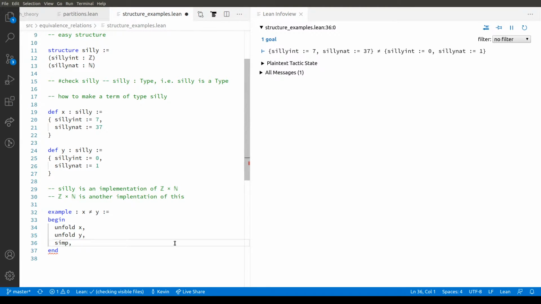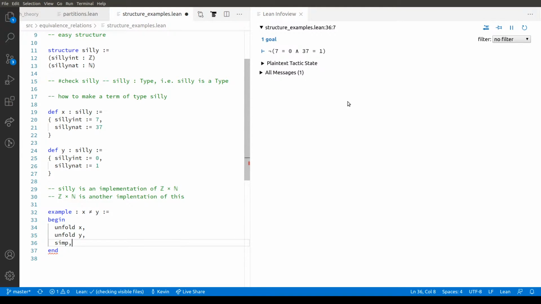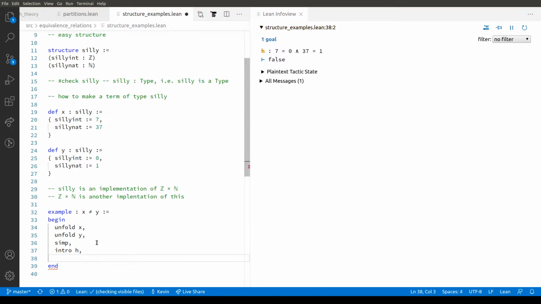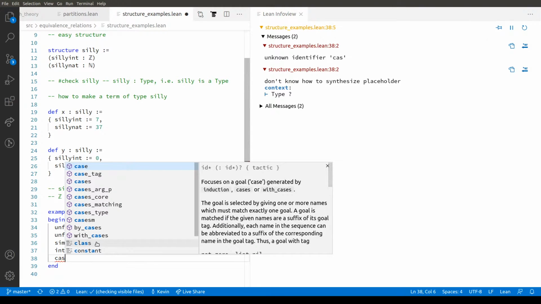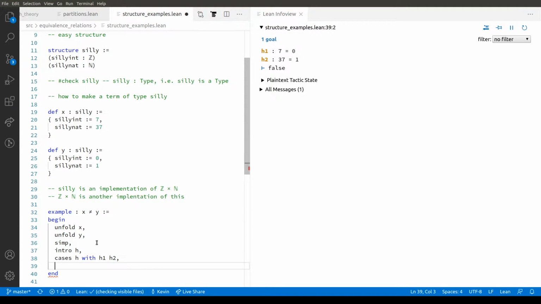This looks a bit complicated. But the simplifier just says, come on, what this actually boils down to is we've got to prove that 7 equals 0 and 37 equals 1. We've got to prove that that's not true, right? And so, how are we going to prove that? Well, let's assume it is true. Let's prove it by contradiction. Intro H. There we go. So now I've got my hypotheses, which are that 7 equals 0 and that 37 equals 1. Maybe I could do cases H with H1 and H2. I'm just playing, right? There's lots of ways of doing this very simply.